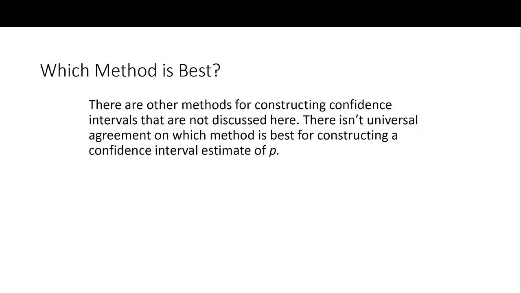Here we only discuss one way of creating the confidence interval, but there are a bunch of other ways as well. There is no universal agreement on which method is best for constructing the confidence interval estimate of a population proportion, but here we just discuss one method. Now, based on this information, let's do some examples.